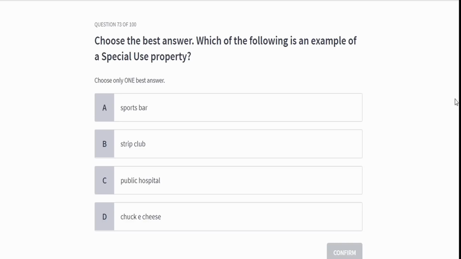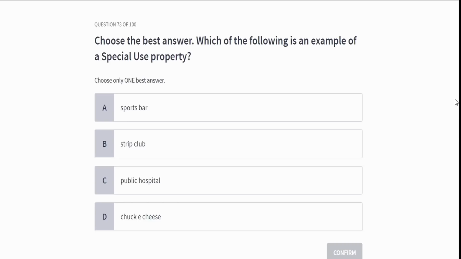All right, next one, 73. Choose the best answer. Which of the following is an example of a special use property? And it gives us 4 options: A, a sports bar; B, a strip club; C, a public hospital; or D, a Chuck E. Cheese. So here's some time to think that one over. Alrighty, so this is a pretty easy one. Just gave you guys a couple seconds for that one.